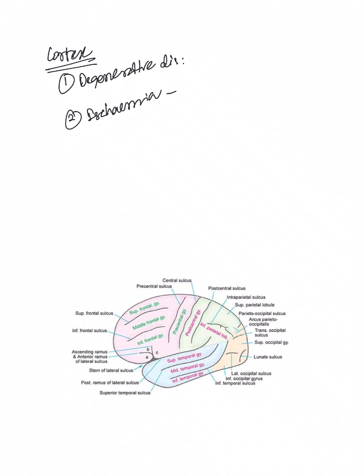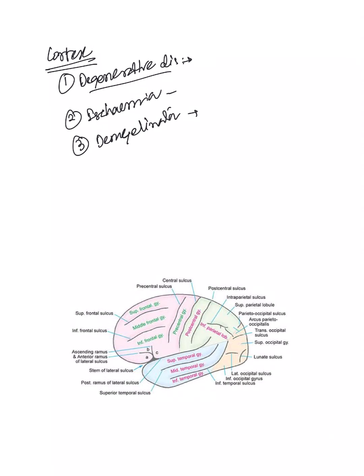We are studying medicine, so I have to talk about the diseases. We can divide the diseases which can affect the cerebral cortex into 3 major conditions. Number 1 is degenerative diseases, number 2 is ischemic insults or ischemia, and number 3 is demyelination. 3 kinds of disease can affect cerebral cortex. Now give one example of each.